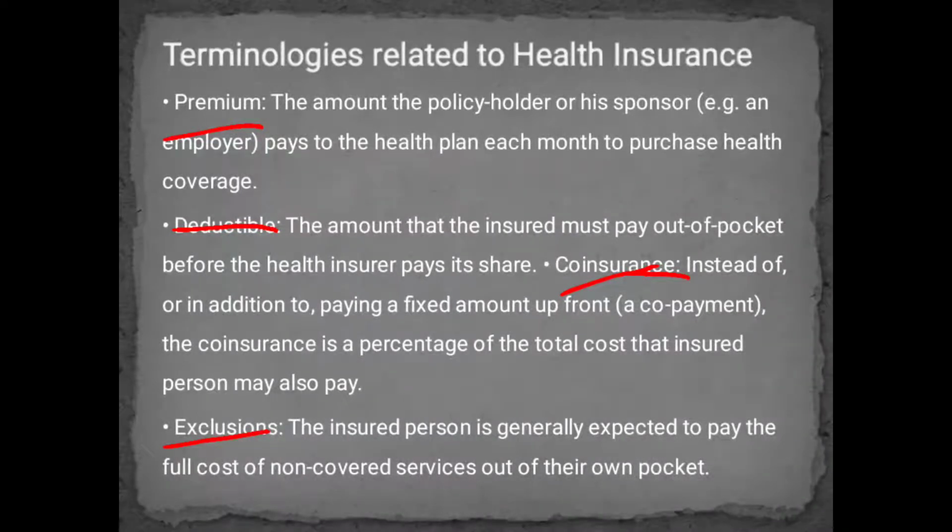Now, next, exclusions. The insured person is generally expected to pay the full cost of non-covered services out of their own pocket. Some services are not included by the insurance policy. For example, you have made a health insurance for all your sicknesses, but that policy makes an exclusion that treatment of the teeth or the eyes is not included. That agreement is made when you are making the insurance policy. In such cases, if any damage comes to your teeth or you are making spectacles, such expenses will not be borne by the insurance company. That is called exclusions, and all the payments for those exclusions have to be made by the insured himself.